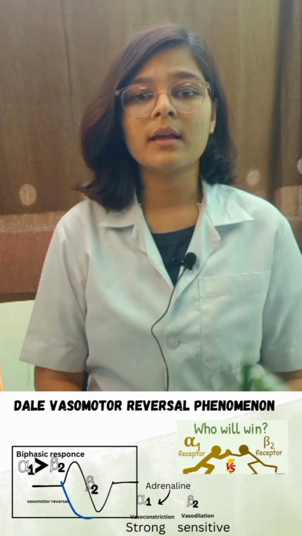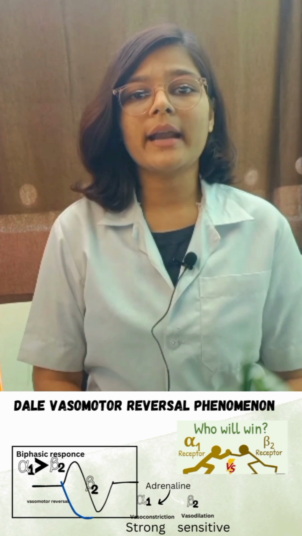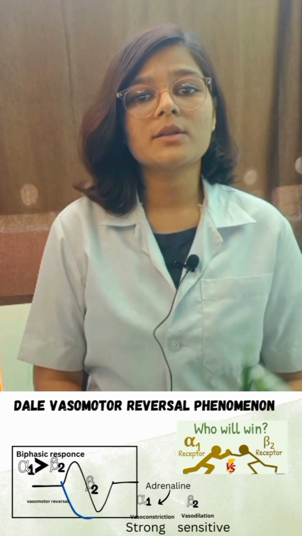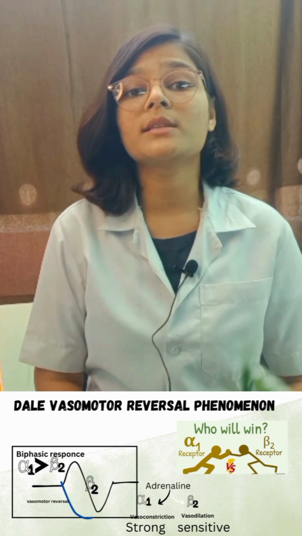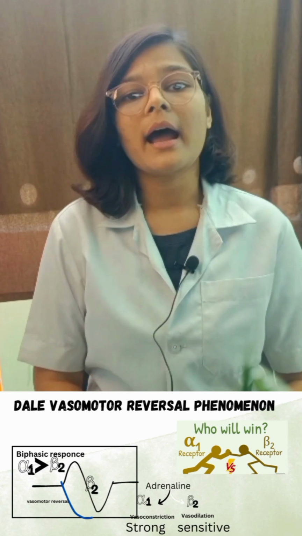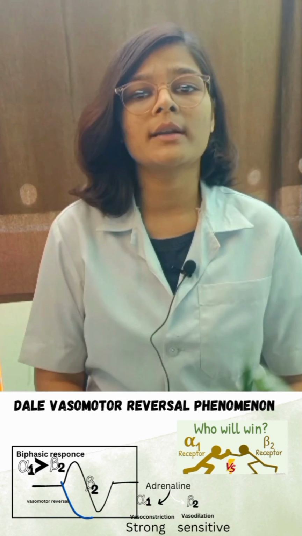Now we will see the Dale's vasomotor reversal. It is shown by epinephrine or adrenaline. It acts on both alpha-1 as well as beta-2 receptors. Alpha-1 receptors show vasoconstriction, while beta-2 receptors show vasodilation. Alpha-1 receptors are strong receptors and beta-2 receptors are the sensitive receptors, so a smaller amount can stimulate the beta-2 receptor.